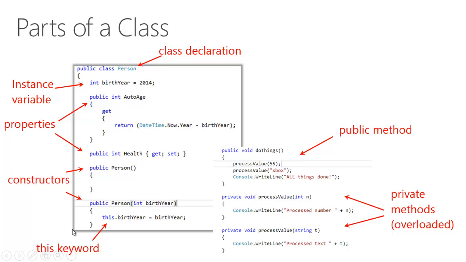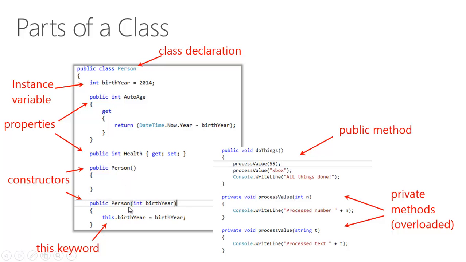Next, we have two constructors. Constructors are special methods that have the exact same name as the class. So our class is called Person. Our constructor is also called Person. If you don't pass any parameters in parentheses, it means that you can initialize a new Person object with this default constructor.